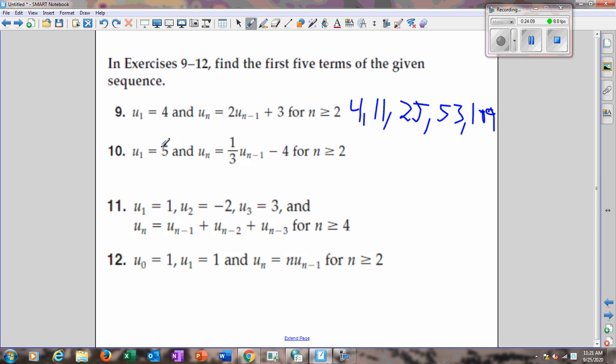Number 10. I start with u sub 1 equals 5. So that's my first term. Then it's 1/3 of 5, which should be 5/3 minus 4. Well, that's no fun. So let's do it in the calculator. 5/3 minus 4 is negative 7/3.